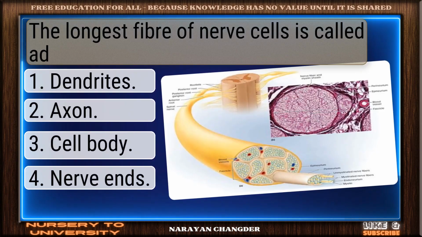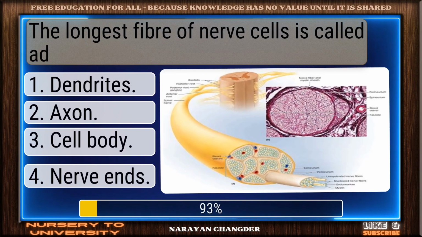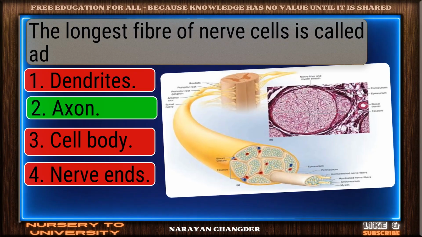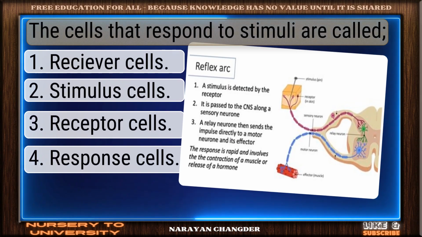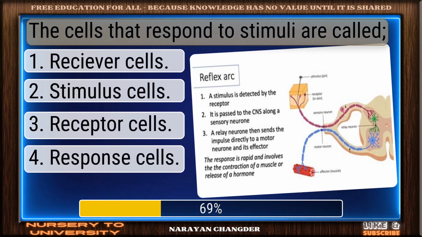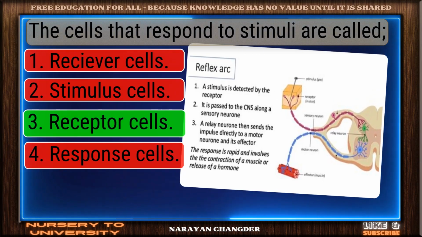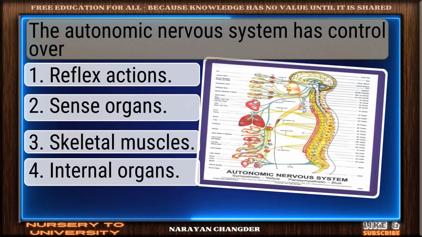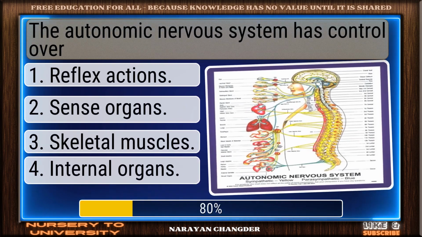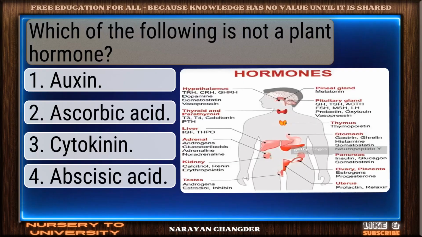The longest fiber of nerve cells is called a. Right again. Axon is valid. The cells that respond to stimuli are called. Strong choice. Receptor cells is right. The autonomic nervous system has control over. Nice selection. Internal organs is correct.